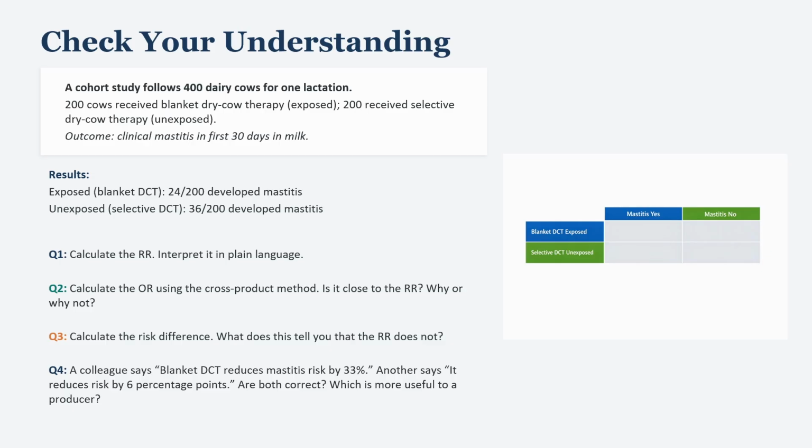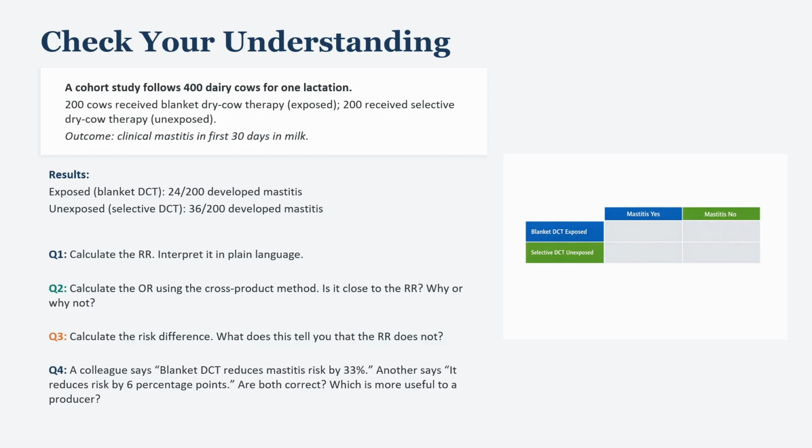RD equals 0.12 minus 0.18 equals negative 0.06 or minus 6 percentage points. Blanket DCT reduces the absolute risk of mastitis by 6 percentage points. In a herd of 200 cows, that translates to 12 fewer cases of mastitis per lactation. 200 times 0.06 equals 12. The RR told you the relative reduction in risk. The risk difference tells you the absolute magnitude, which is what the producer needs to know to weigh against the cost of blanket versus selective treatment.